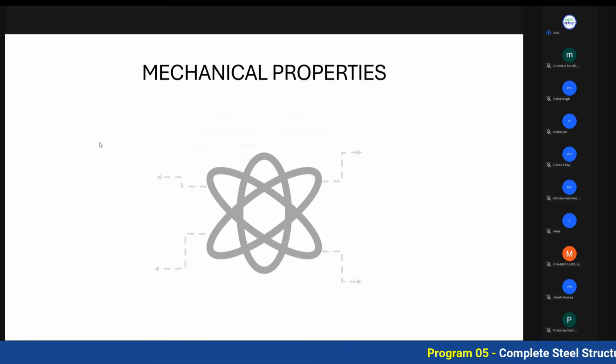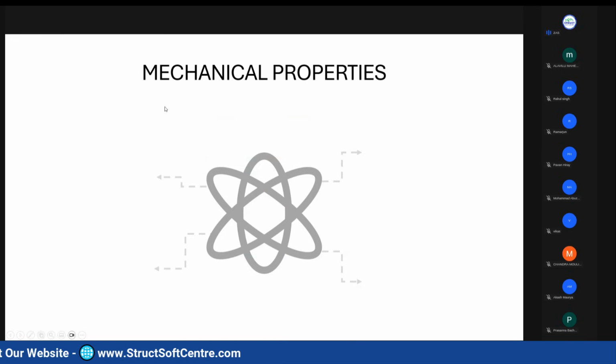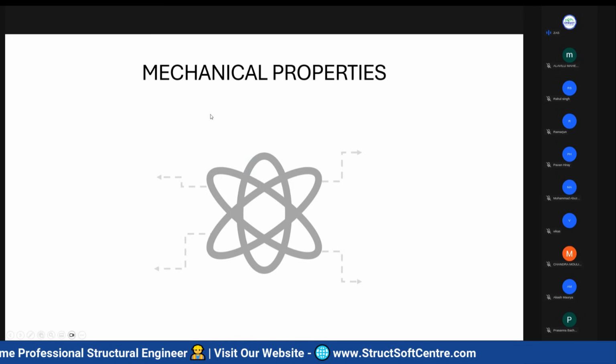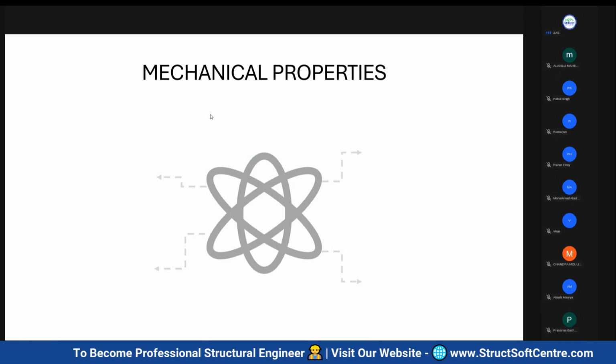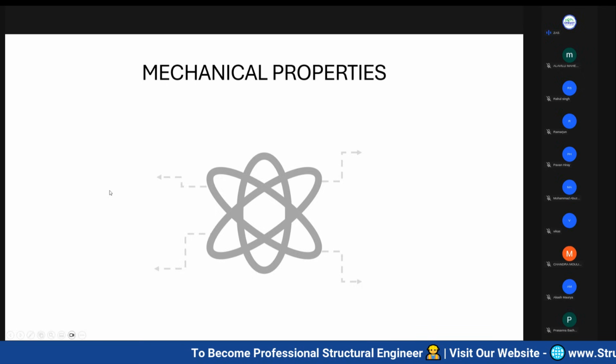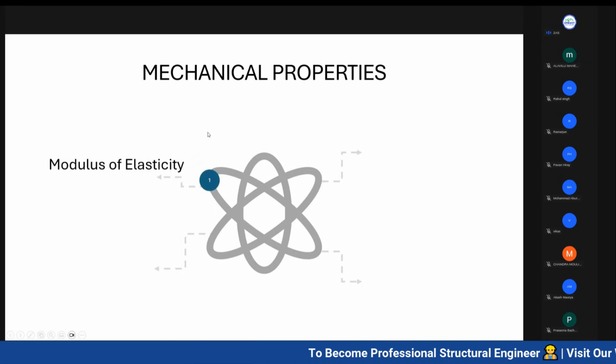The mechanical properties of steel. Now, what are some of the mechanical properties of steel which make it suitable to be used as a structural member? These are the properties which are useful for us during our design, during our calculation. So, number one, modulus of elasticity.